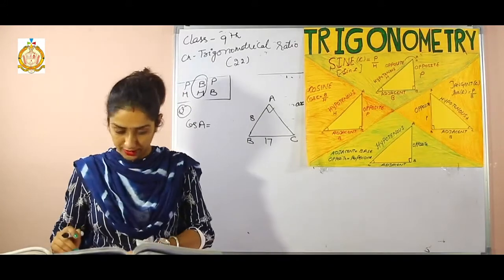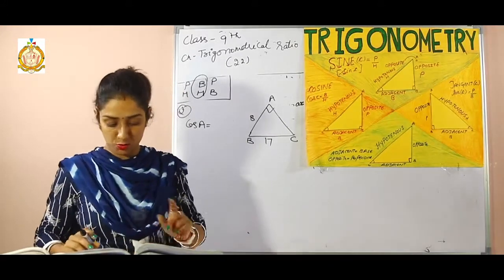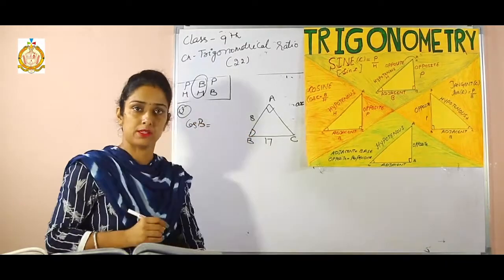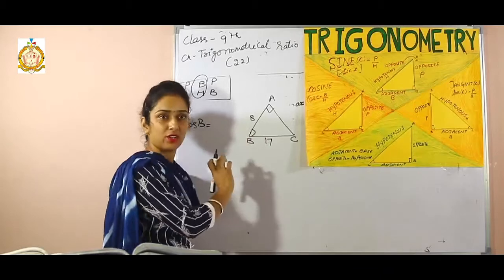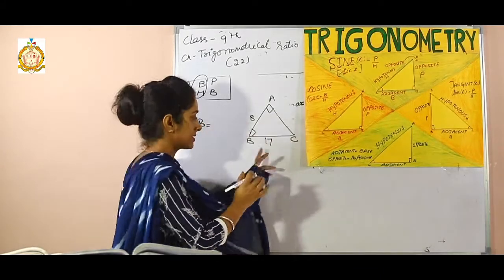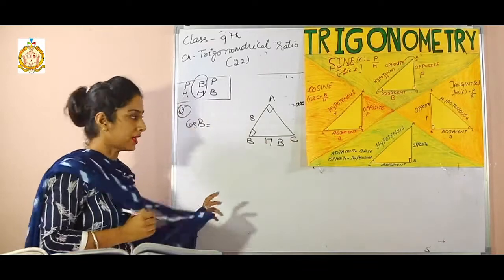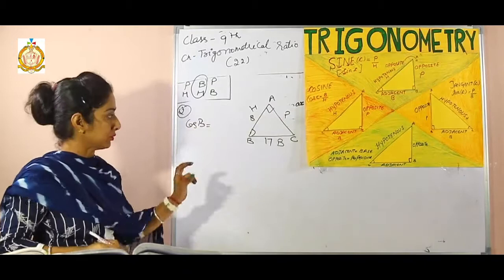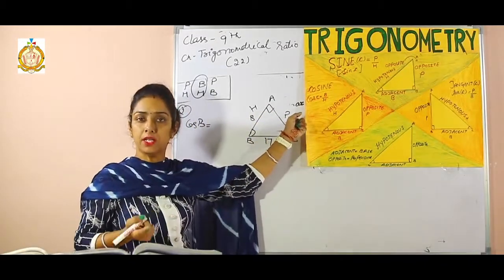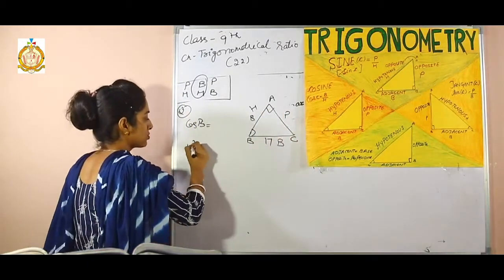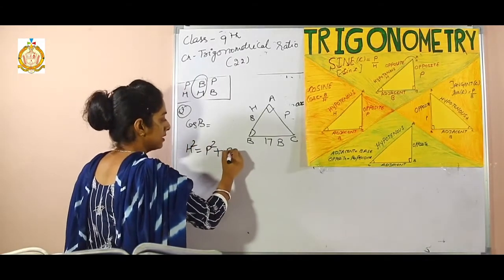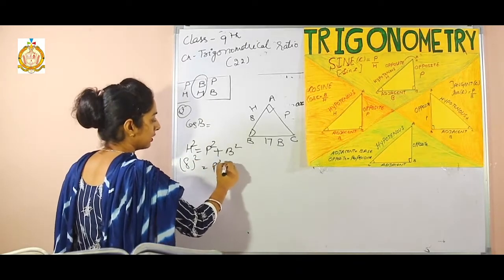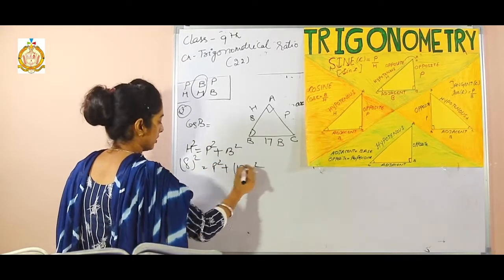First of all we have to find cos B. For cos B, this is the angle of reference. So what is this? This is the base, right? And this is the perpendicular and this is the hypotenuse. Firstly we have to find the perpendicular, that is h square is equal to p square plus b square. Now what is h square? 8 square. We don't know what p is, and 17 square.